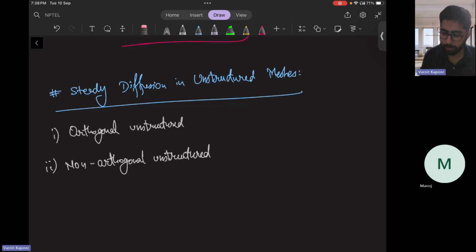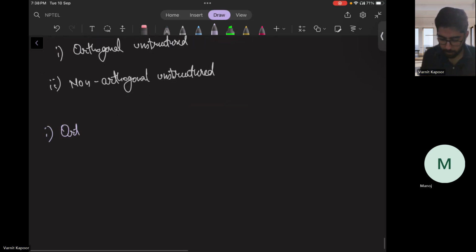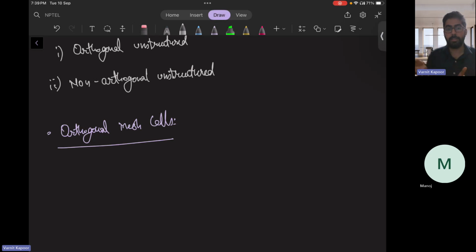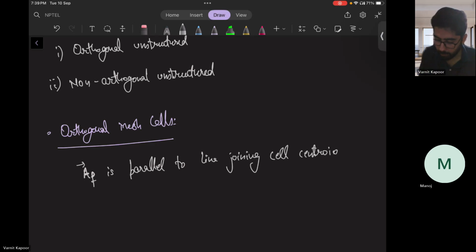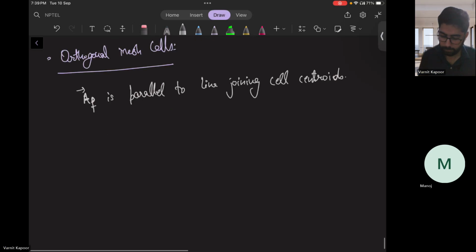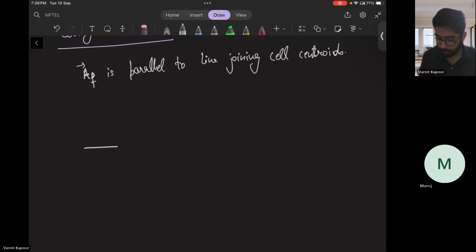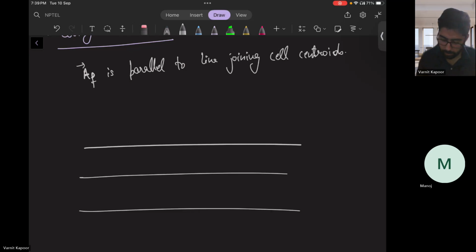So let's come to the orthogonal mesh cells. What do we mean? By orthogonal mesh cells, we mean that the area vector is always parallel to the line joining the cell centers. So if I have an unstructured orthogonal mesh, suppose I have it like this.